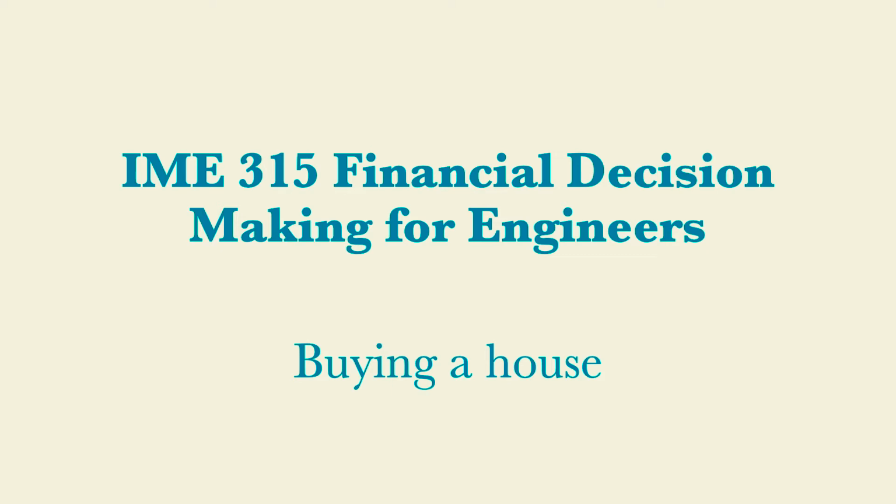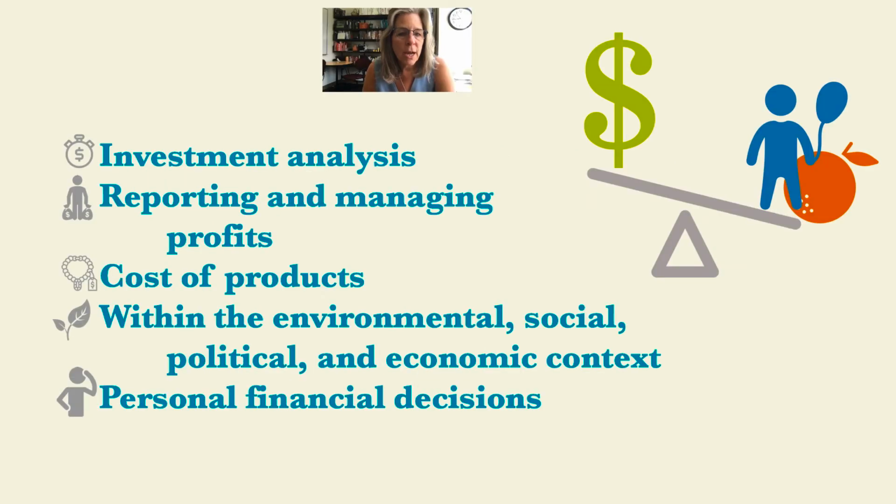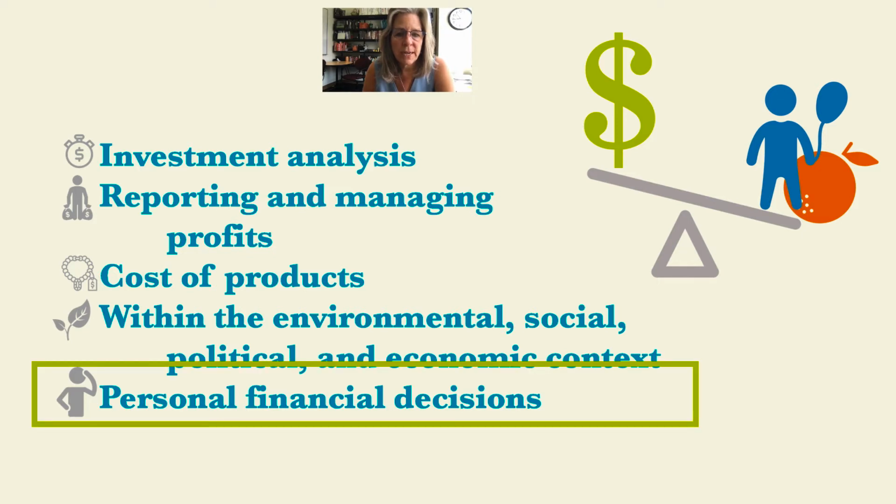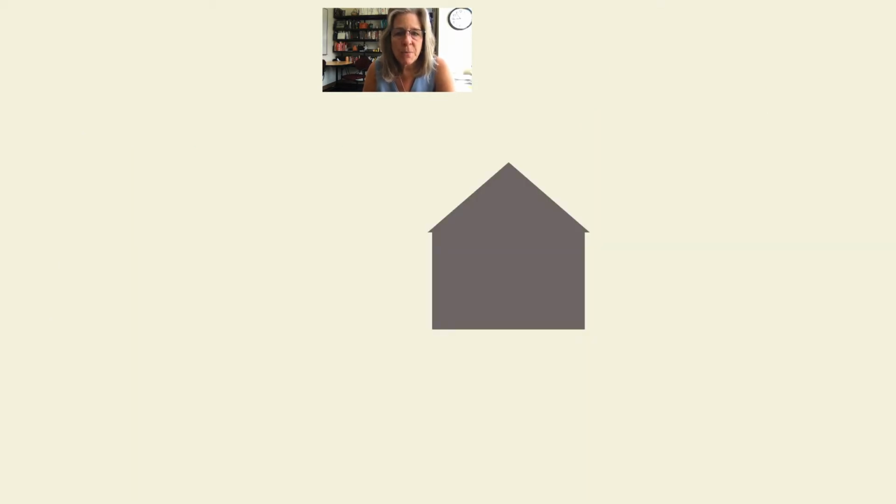This particular video is on how to buy a house. So when we look at the 5 areas in this class, this particular video falls into the area of personal financial decisions, but we'll also be doing calculations about investing. So we want to buy a house, and there's a lot of things that are unknown about that. I mean, we've never done this before.